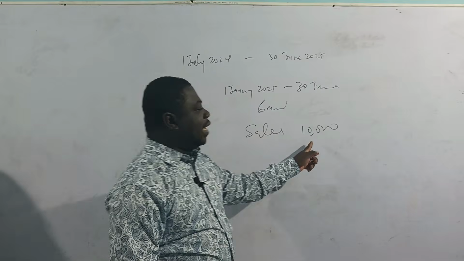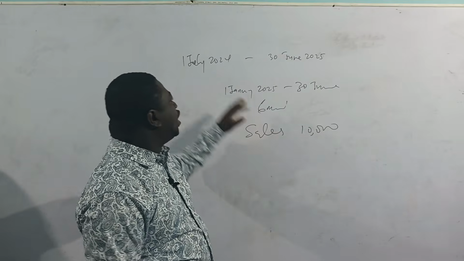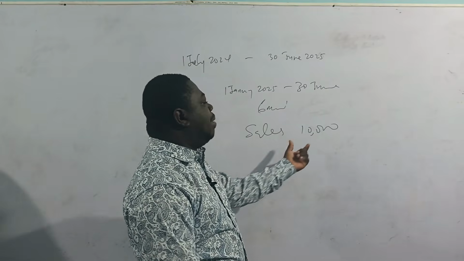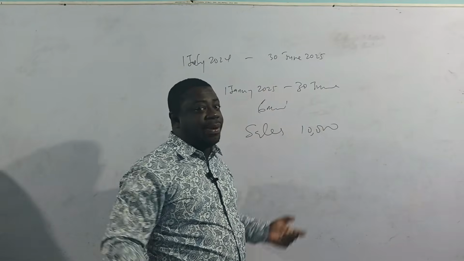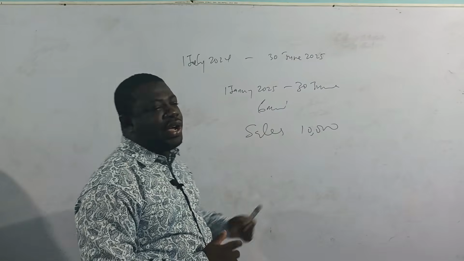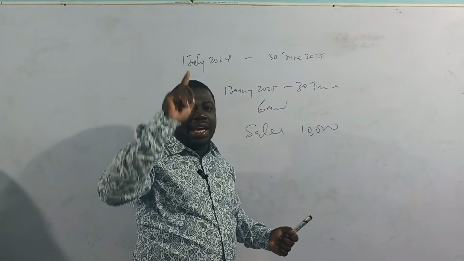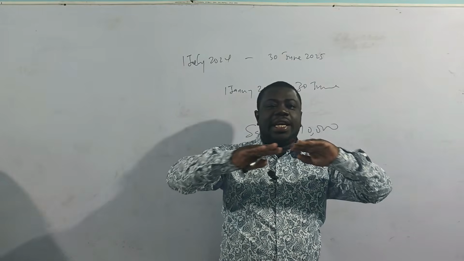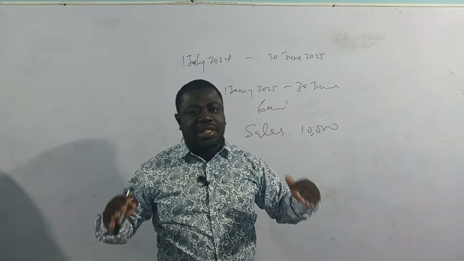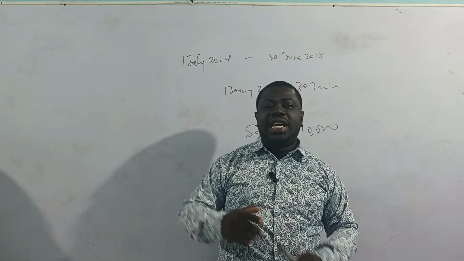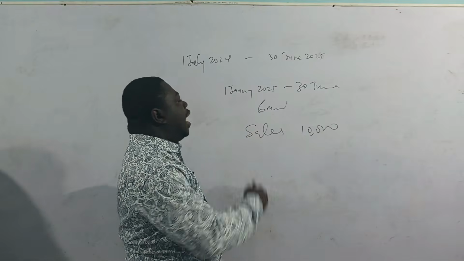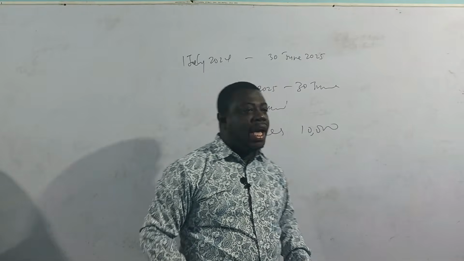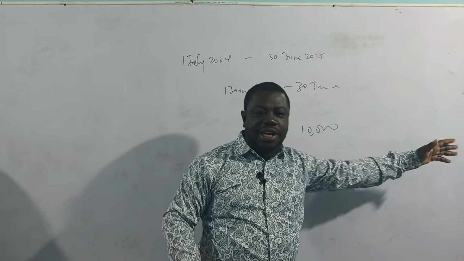Because it could be that of this 10,000, 8,000 was earned in the first 6 months when we had not bought shares in the company, and maybe only 2,000 was earned in the last 6 months. We do not know, because we are not told that information. And by default, once you are not told, there is an assumption that income is earned evenly over the year, and expenses also accrue evenly over the year. When we say evenly, it means that we assume that every month we earn the same income to sum up to the annual sales, and the expenses are also accruing evenly over the year.